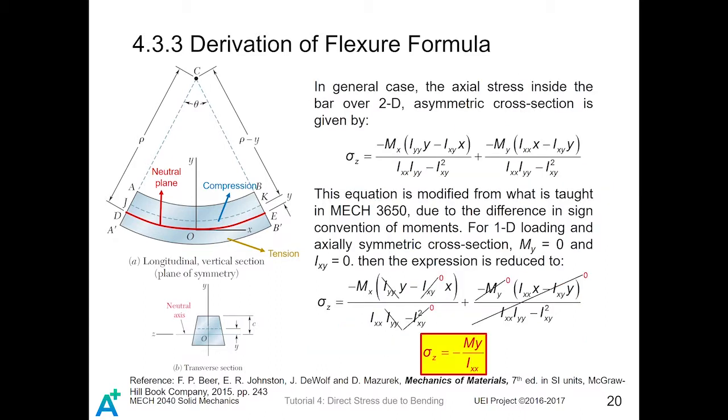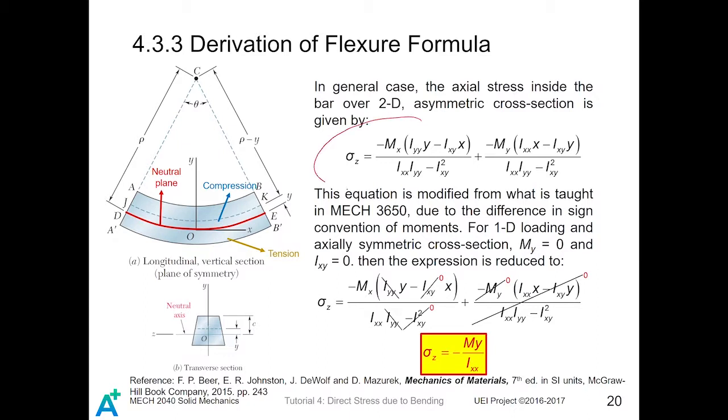Before using this equation, please check that the cross-section is axially symmetric and the loading is 1D. In the general case, the axial stress inside the bar under 2D loading and an asymmetric cross-section is given by this formula. It was taught in MAEE 3650 Aircraft Structures. As you can see, if the cross-section is not axially symmetric, then Ixy is non-zero, then the whole expression will be rather complicated. Therefore, we require the cross-section to be axially symmetric.